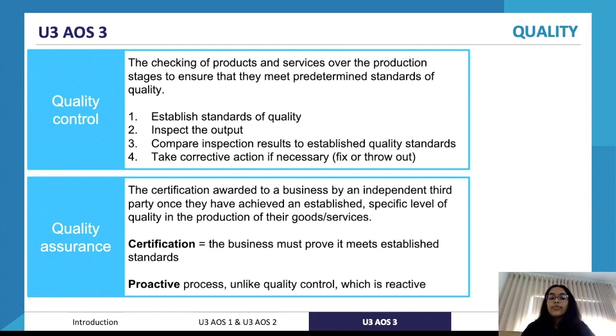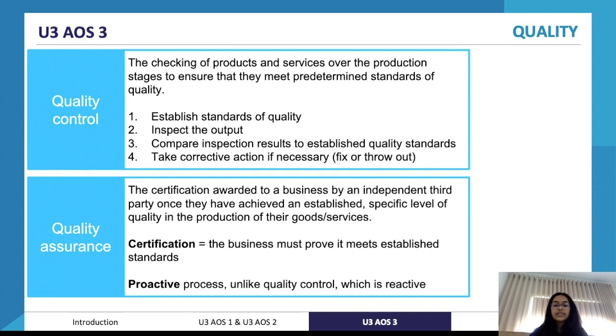Okay, then we have quality assurance. Quality assurance is the certification awarded to a business by an independent third party once they've achieved an established specific level of quality in the production of the goods or services. So this is where the business proactively takes the steps to ensure they have the strategies in place to increase the quality of their goods and services, so that when an independent third party does come into the business and conducts an assessment, they're able to be awarded that certification.